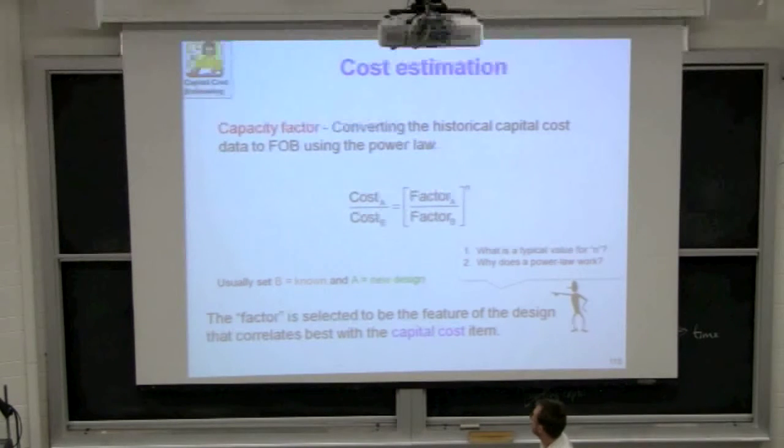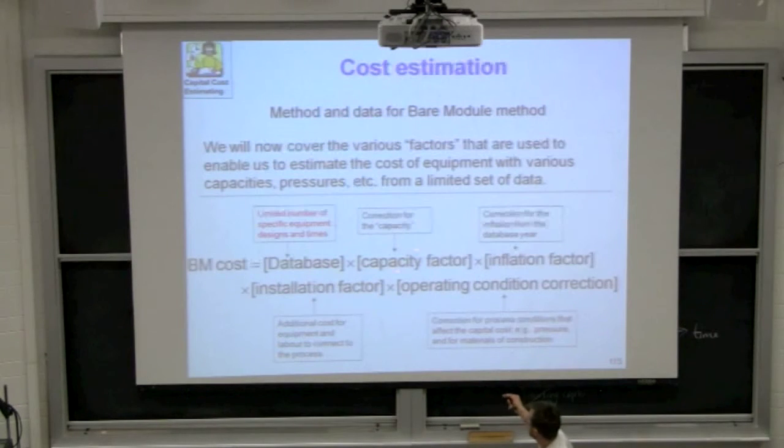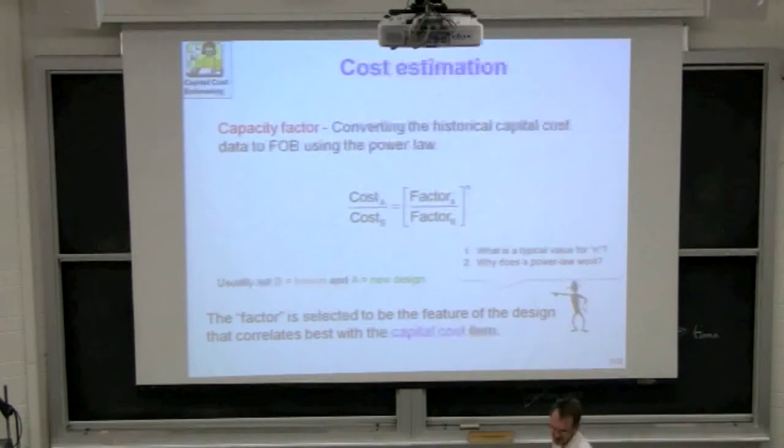Now, let's take a look at that very first capacity factor. I'm just going to focus on that term for now and ignore the others, and we'll slowly build this up. So the capacity factor says, take a piece of equipment at 1 capacity. Let's call that B. We know our existing heat exchanger has an existing capacity factor, B. We know we want to design a new heat exchanger, let's call that A, with a new capacity factor, A. We take the ratio of that to the power N, and that gives us the ratio of costs.